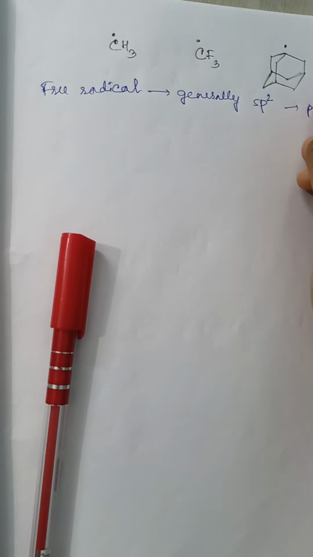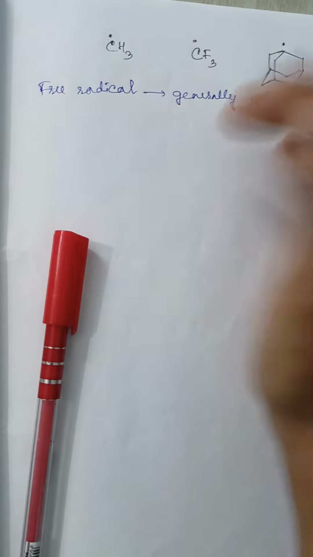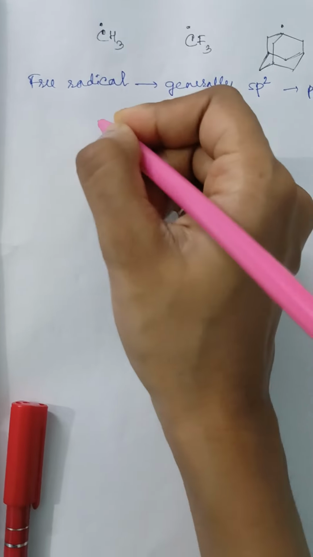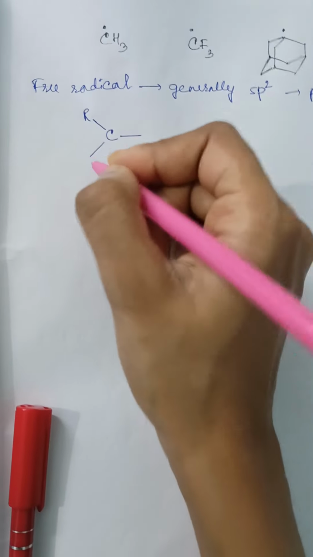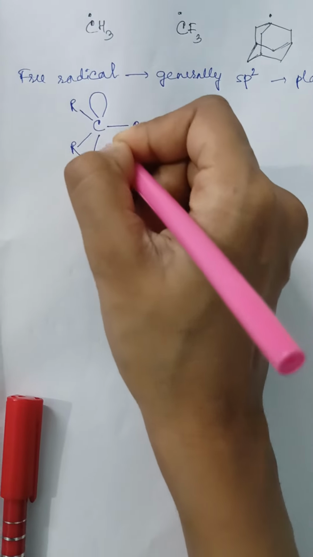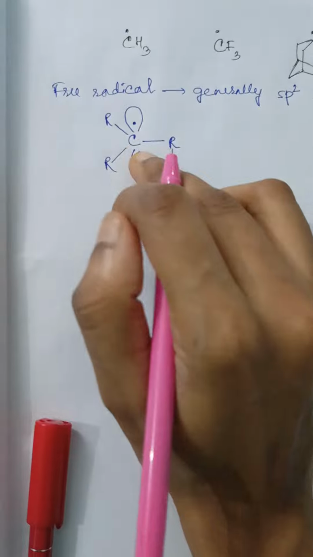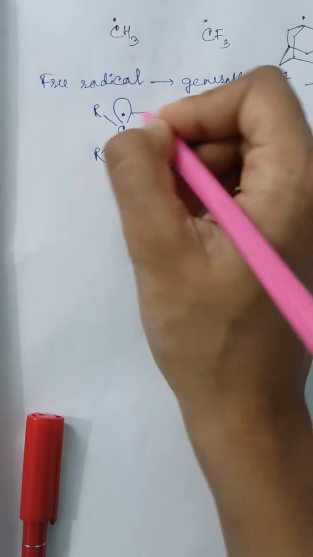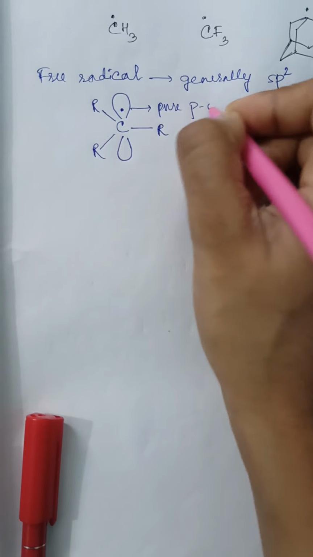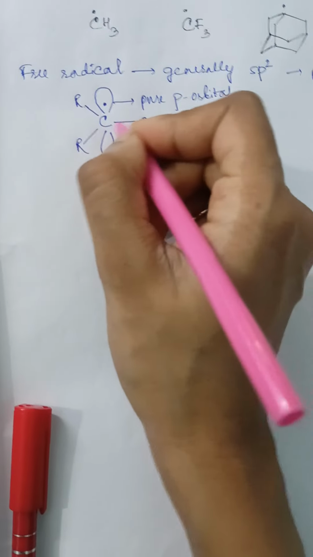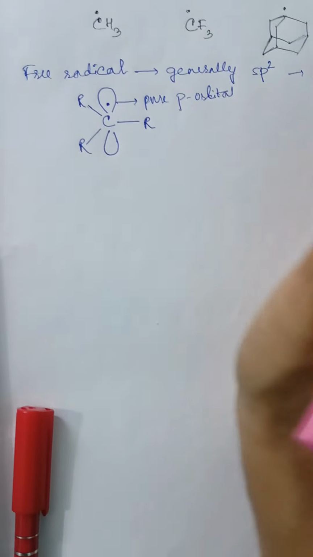That means planar. We all know that sp2 means planar, right? Now if I represent how it is structured, it will look like this, right? It's a pure p orbital, and the radical, the single electron, will be situated in this pure p orbital. This is a pure p orbital, isn't it? And the bonding electrons are in sp2 hybridized orbitals, correct?